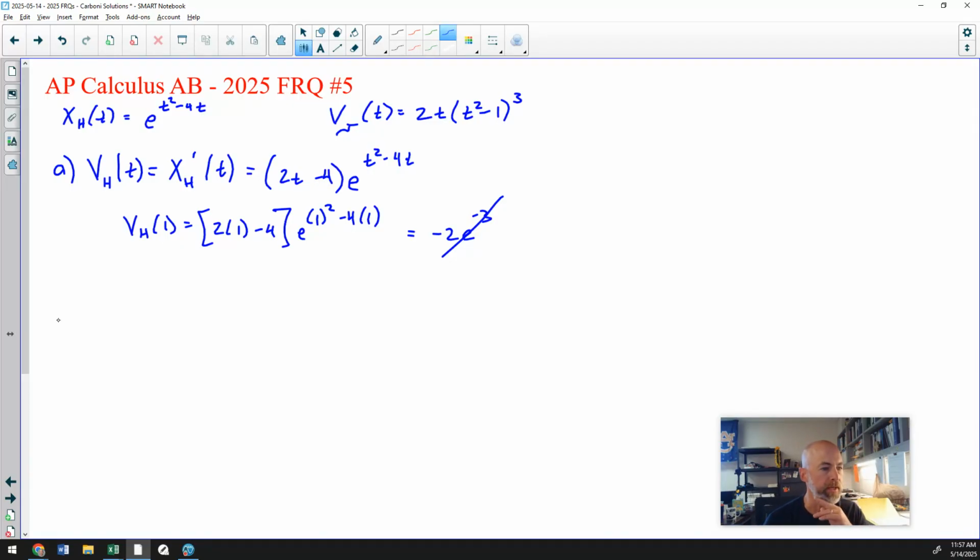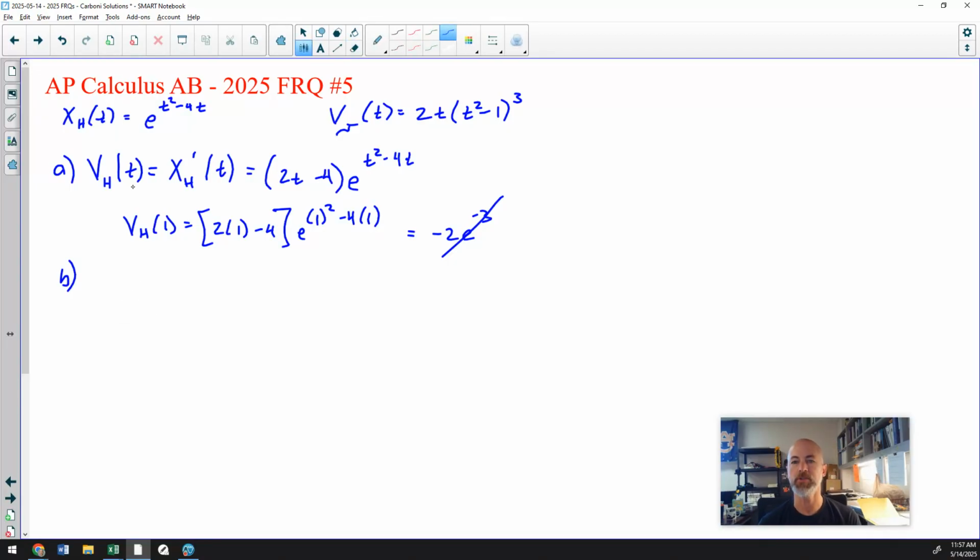Okay, so number B, during what open intervals are particles H and J moving in? Oh my goodness, this is a tricky one. Oh, we're due for a tricky one. I don't think the first several were really painful. And this one's not super crazy. We want them moving in opposite directions, and that is going to be based on the velocities of those functions.